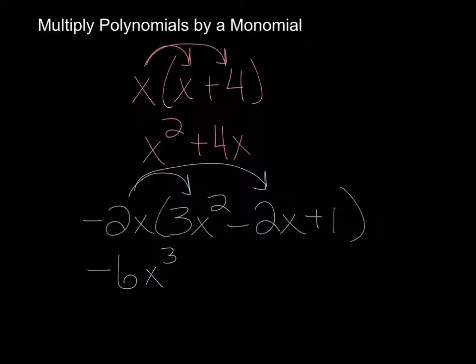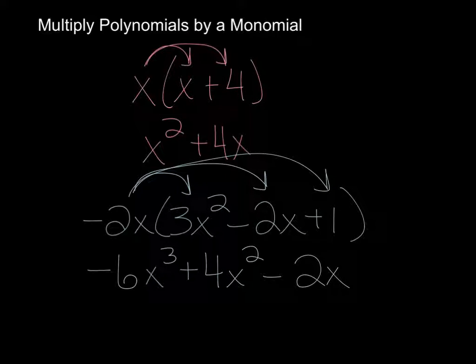Then negative 2x times negative 2x. Don't forget your signs. The negative times the negative is a positive. 2 times 2 is 4. And x times x is x squared. And then lastly, negative 2x times 1 is negative 2x, or minus 2x. Always look, make sure you don't have any like terms. None of these are like terms. We're done.